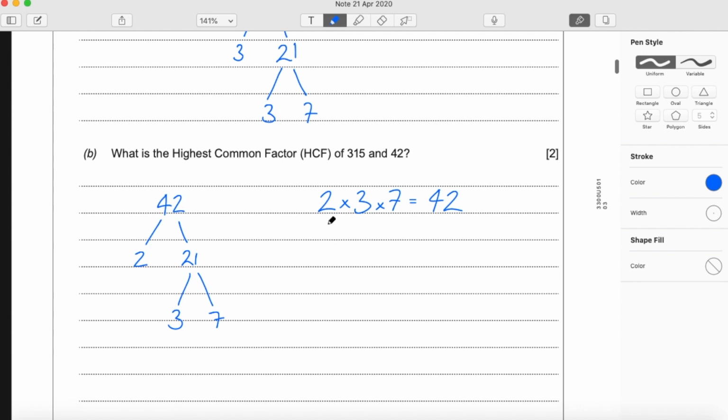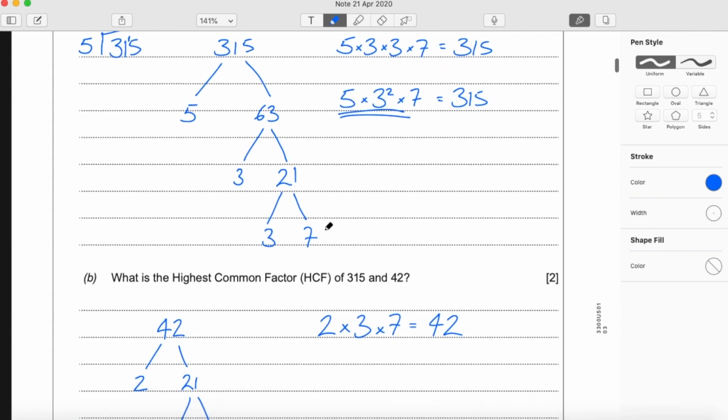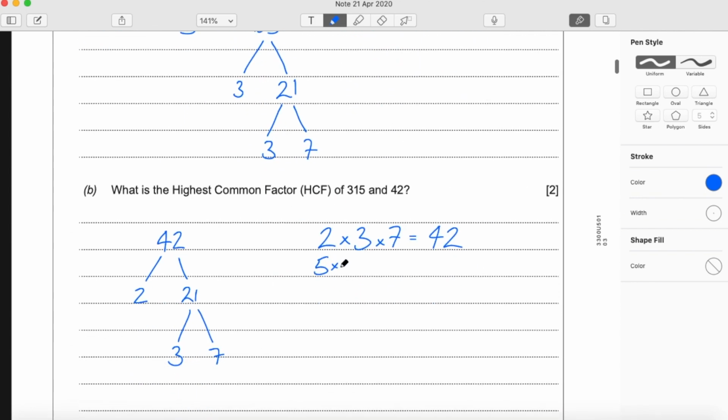And the prime factors of 315 are 5 times 3 times 3 times 7. And we're looking for the biggest number that we can make out of each of these prime factors. So 3 times 7 is common in both. There's nothing else that's common.